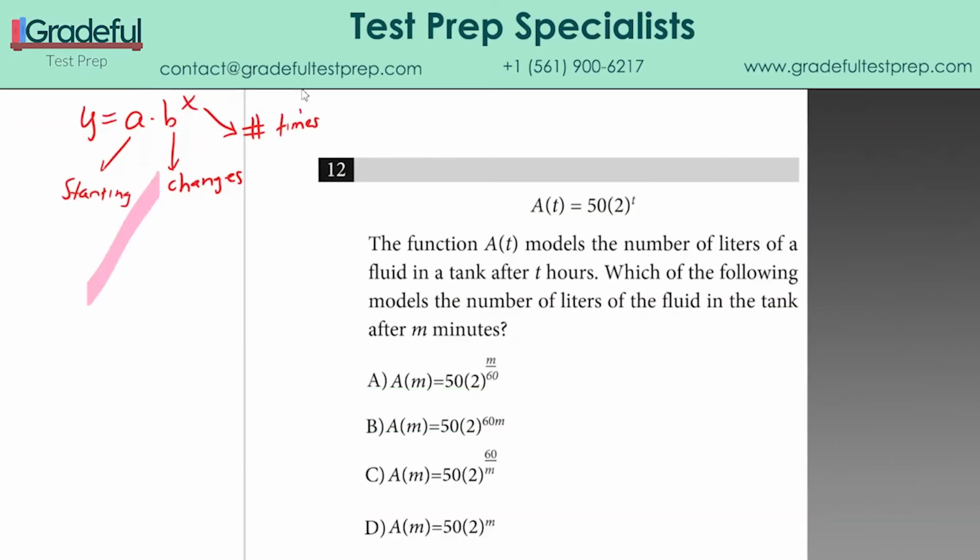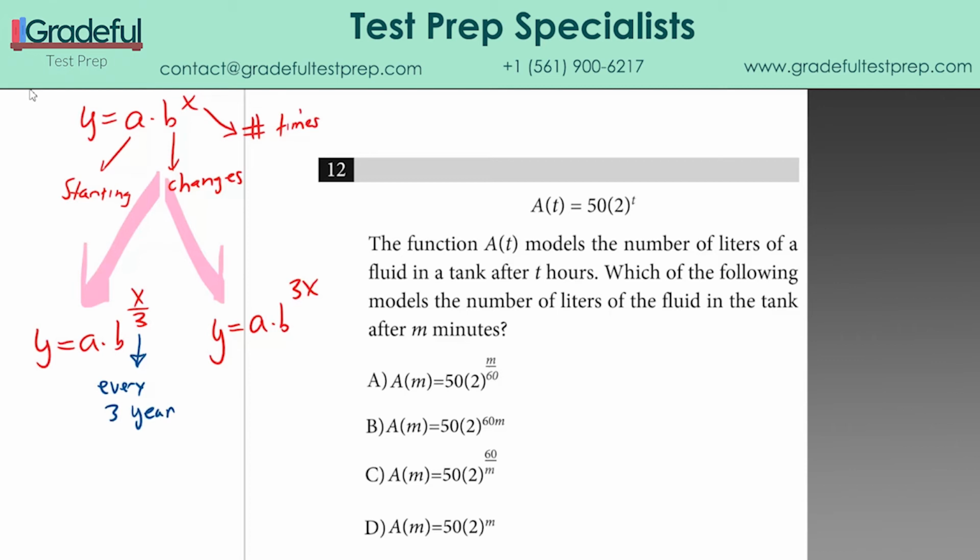And there are two classic ways that the SAT will spin this. On the one hand, I can have y equals a times b to the x over 3. And on the other, I can have y equals a times b to the 3x. So assuming that x is in years, then the one on the left would say that this is happening every 3 years. So x over 3 is once every 3 times this thing happens.